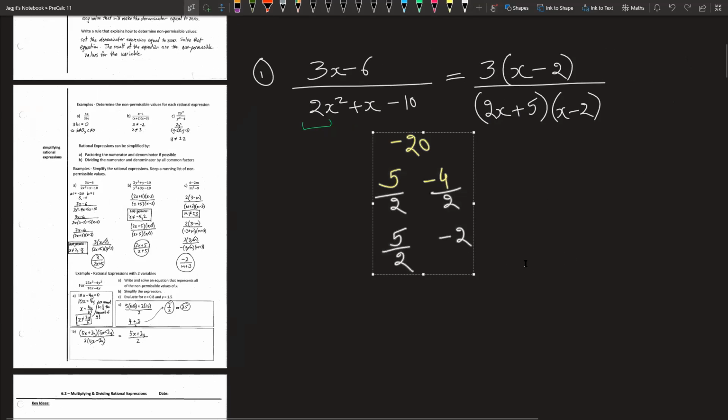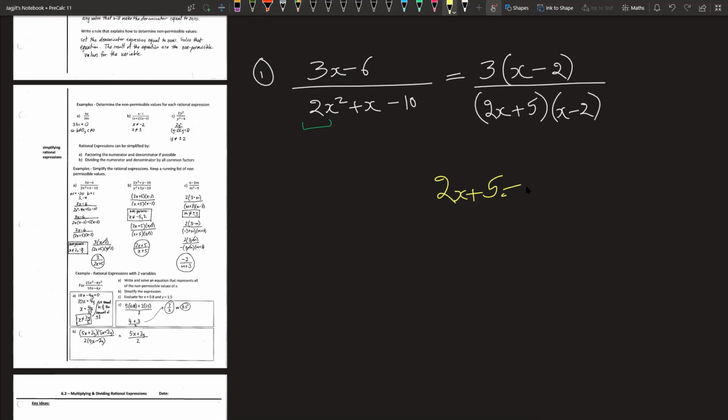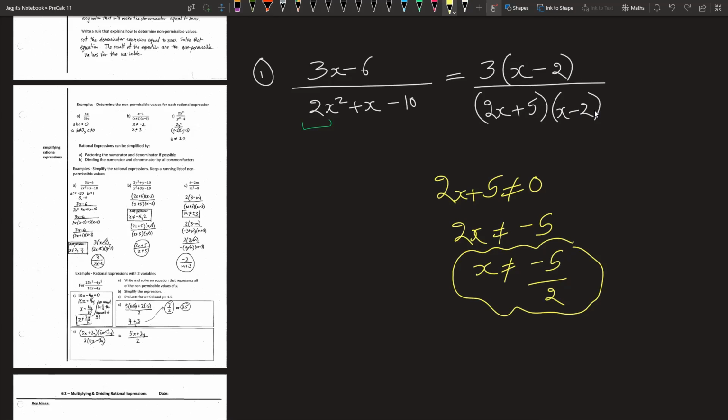Okay, so we fully factored the top and the bottom. Now, before you cancel, you need to write your non-permissibles. For 2x plus 5, you would say 2x plus 5 cannot be equal to 0. So first move plus 5 to the other side. It becomes minus 5. Then divide both sides by 2. So x cannot be equal to minus 5 over 2. That's your non-permissible value number 1. For x minus 2, that's easy. You just say x cannot be equal to positive 2. That's your non-permissible value number 2.